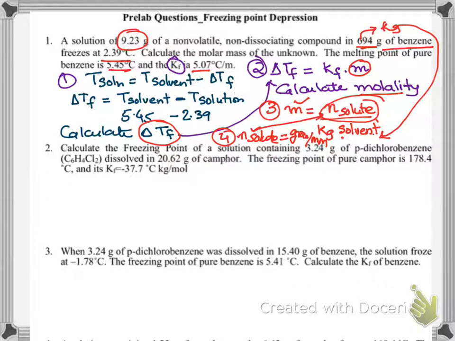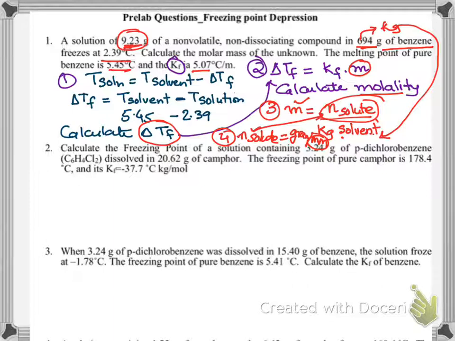And final step, moles of the solute. Basically moles is what? Moles is grams over molar mass. I know the moles of solute. The gram mass of the solute is given here, 9.23. I can find out the molar mass of the compound.